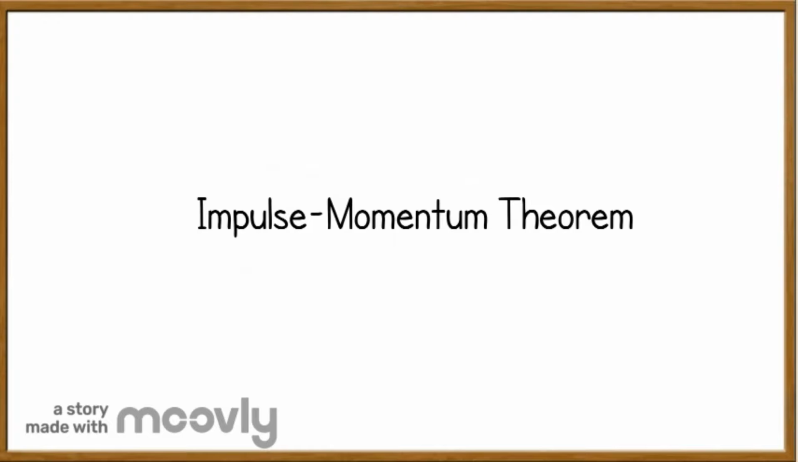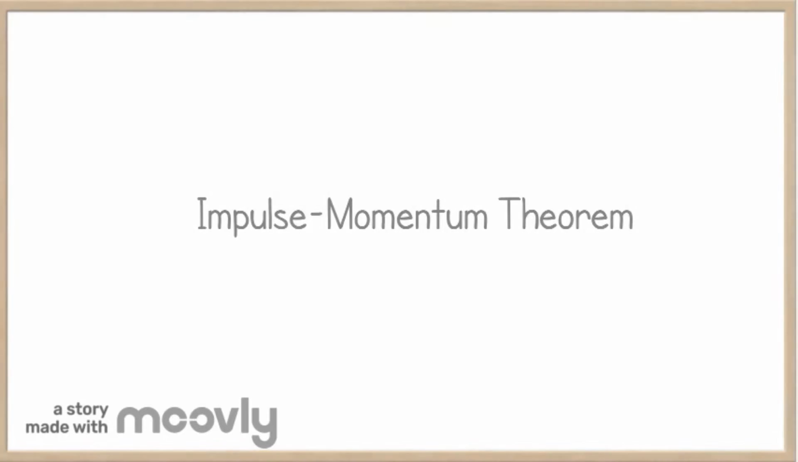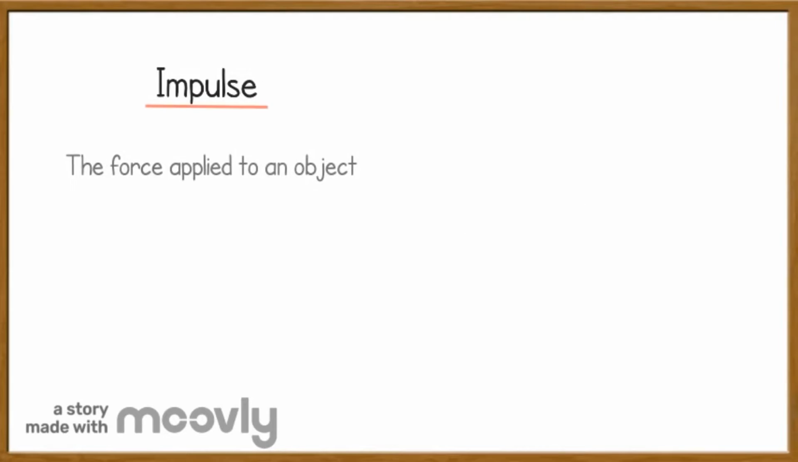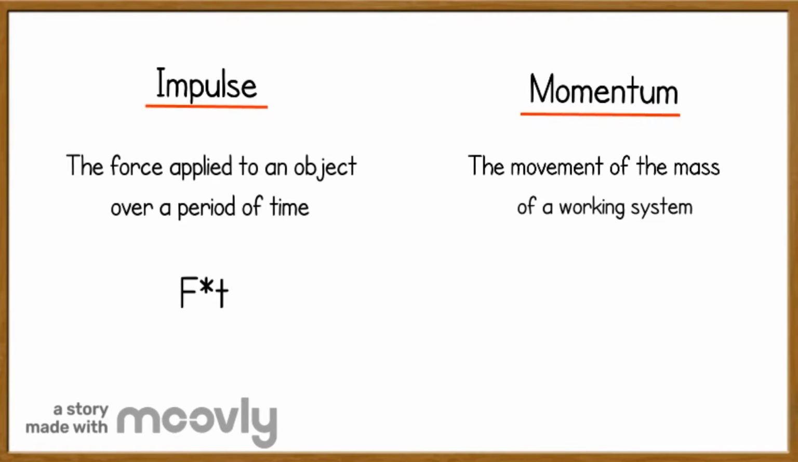Now, remember when I mentioned the impulse momentum theorem in the beginning? Let's dive into what that is and see how it is relevant when considering the length of baseball bats. Impulse is defined as the force applied to an object over a period of time, or force times time, and momentum is defined as the movement of the mass of a working system, which is mass times velocity.